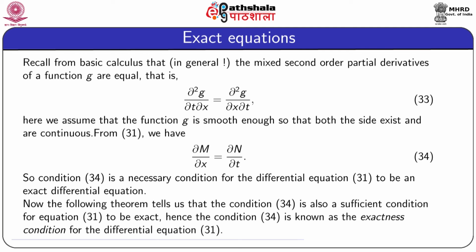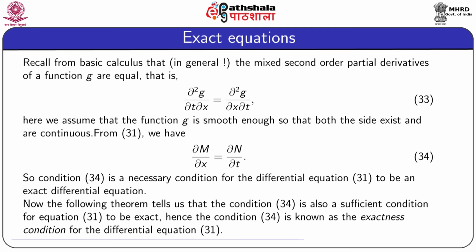If we recall basic calculus, the mixed second order partial derivatives of a function g are equal, that is del squared g del t del x is equal to del squared g del x del t, which is given by equation 33, and here we have to assume that the function g is smooth enough so that both sides exist and are continuous. From equation 31 we have del M del x is equal to del N del t.